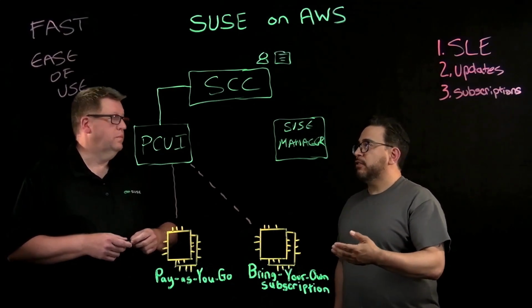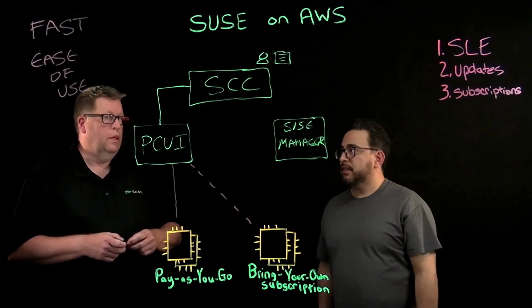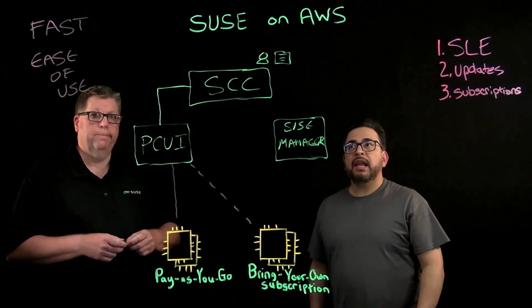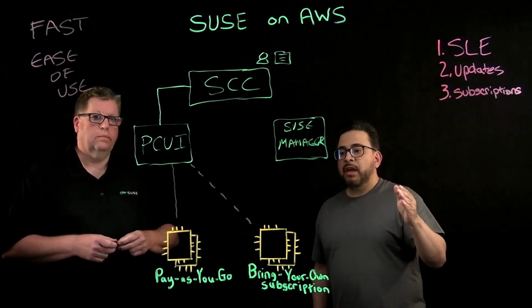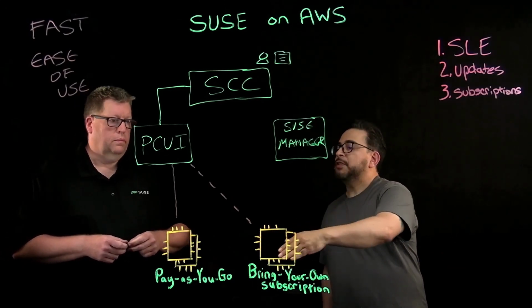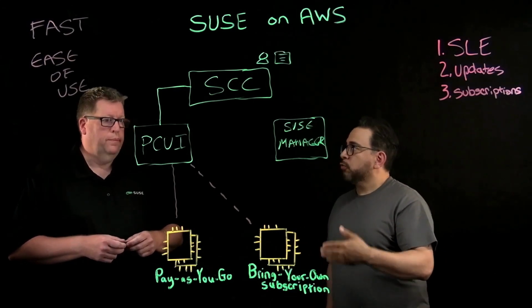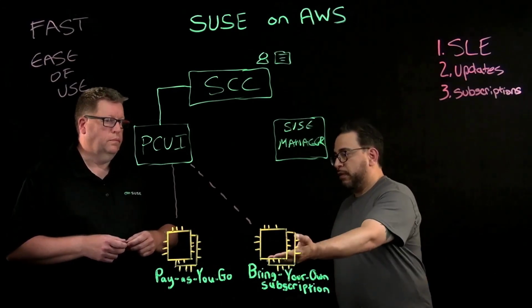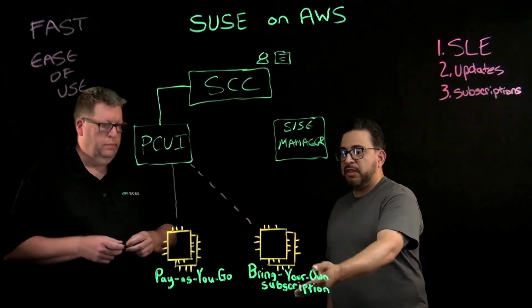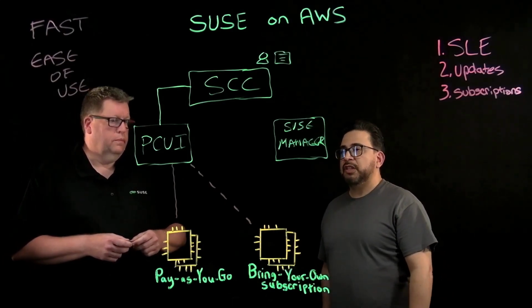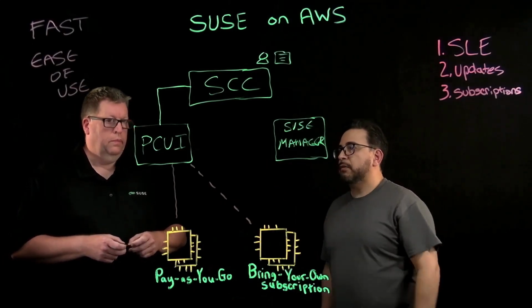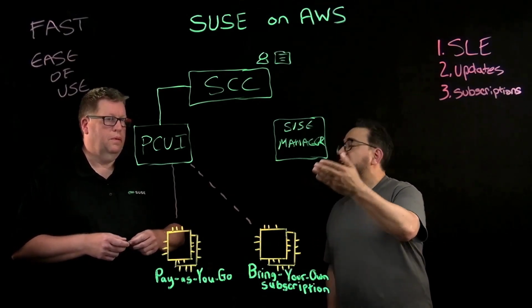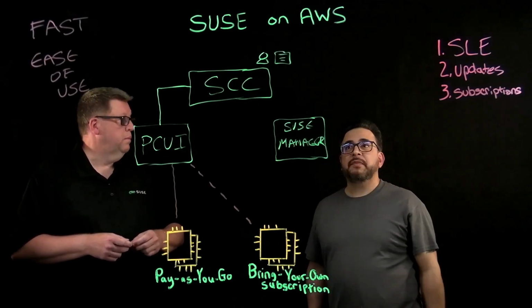I do want to thank you, Stephen, for providing this information. So thank you. And as a short recap before we end the video, just remember that there are two options that you have as a customer to run SUSE on AWS. You have the pay-as-you-go option for that subscription or bring your own subscription. And with both options, you have the ability to connect to the SUSE public cloud update infrastructure or SUSE Manager.